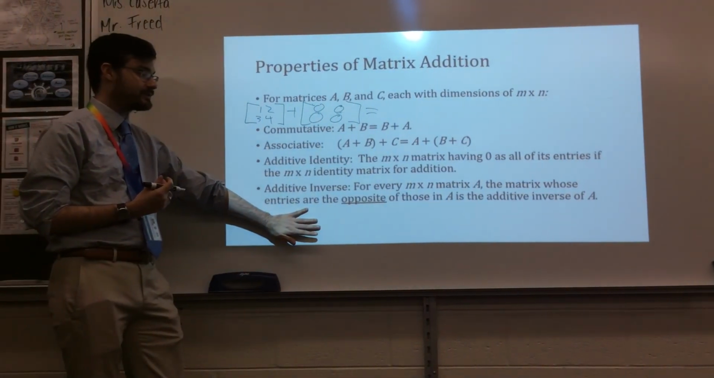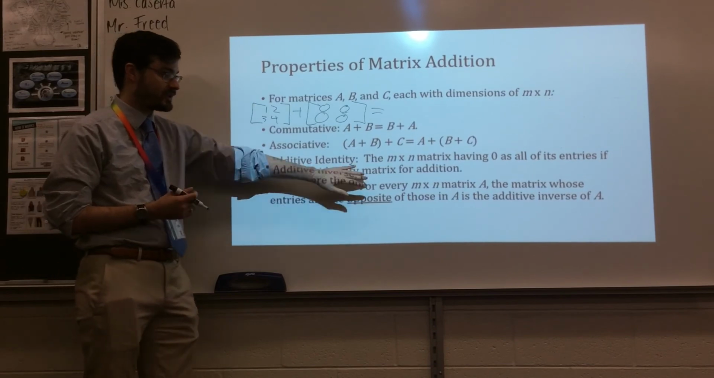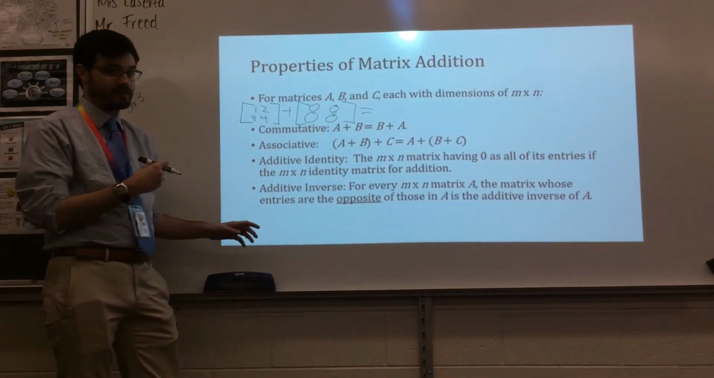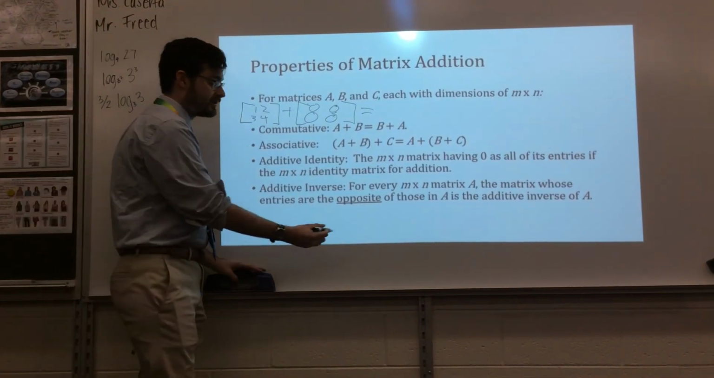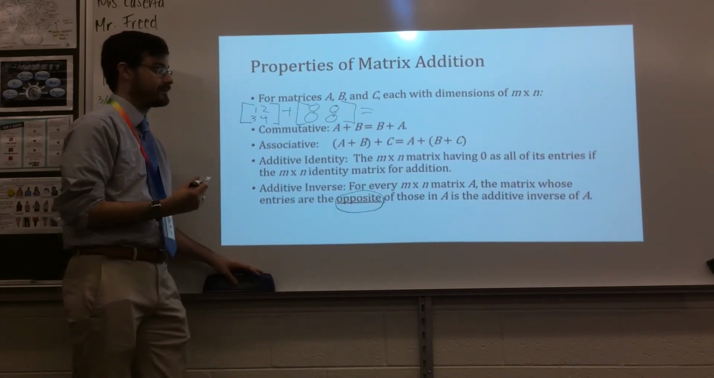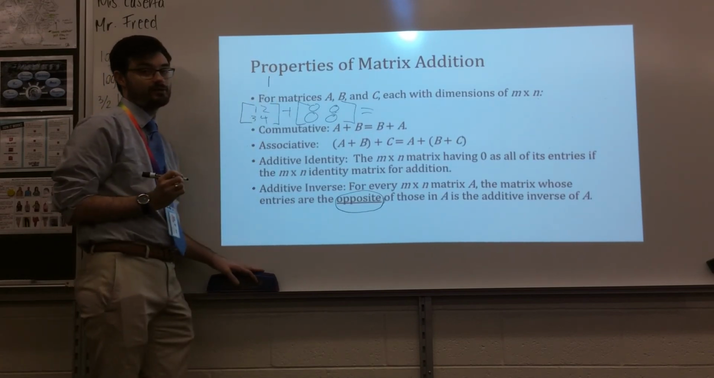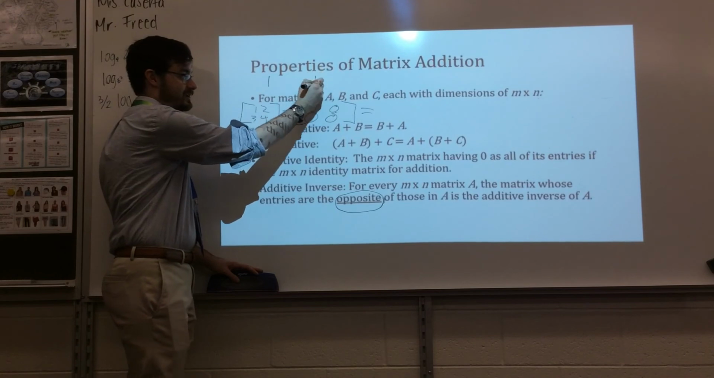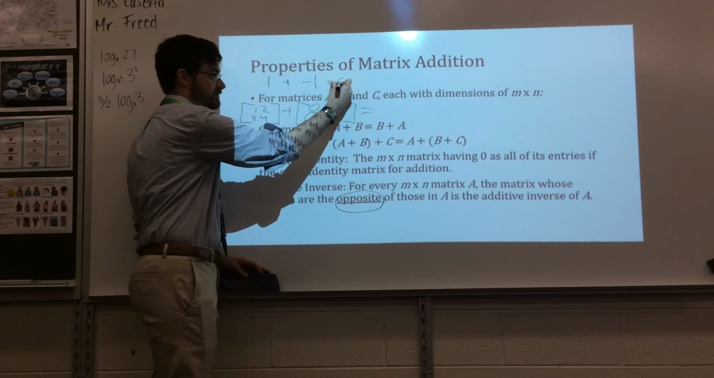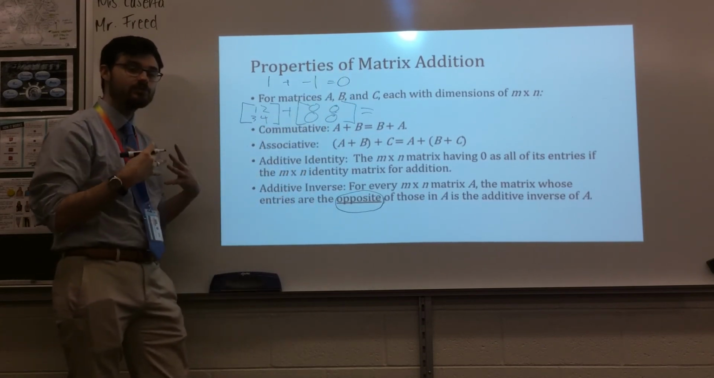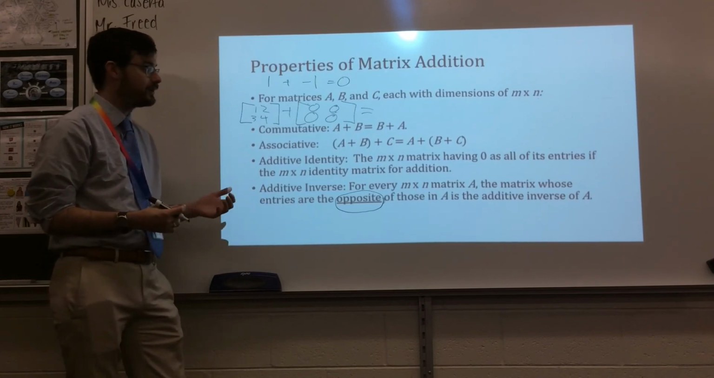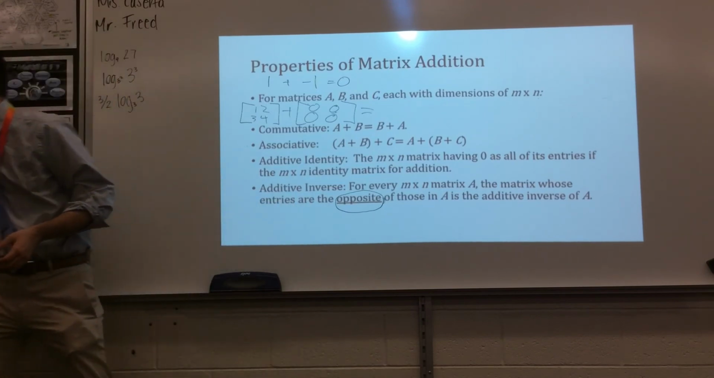Our additive inverse says that for every matrix A that we have with dimensions m by n, the matrix whose entries are the opposite of those in A is the additive inverse of A. And we know, in terms of mathematics, opposite means that we are flipping the sign. So if I have the number 1, its opposite is -1, because when I add these two things together, it comes out to be 0. This shouldn't be too shocking to us. This is a natural extension of where our mathematics has led us to this point. So let's look at this additive inverse in action.